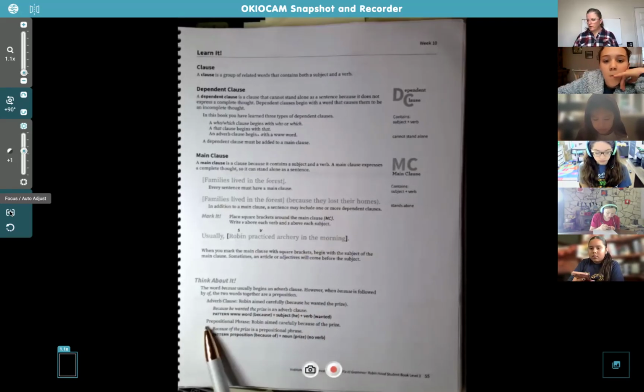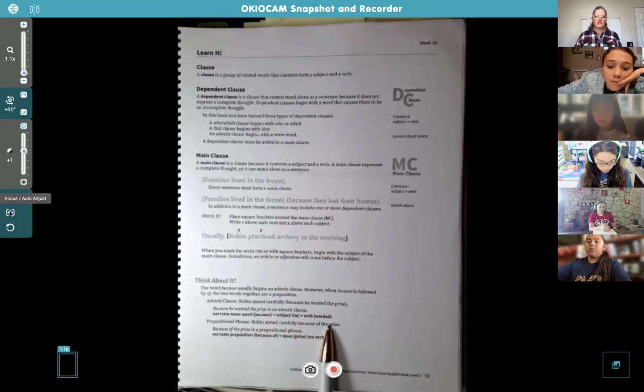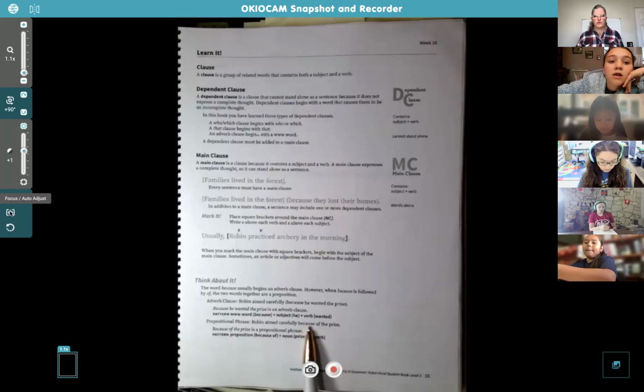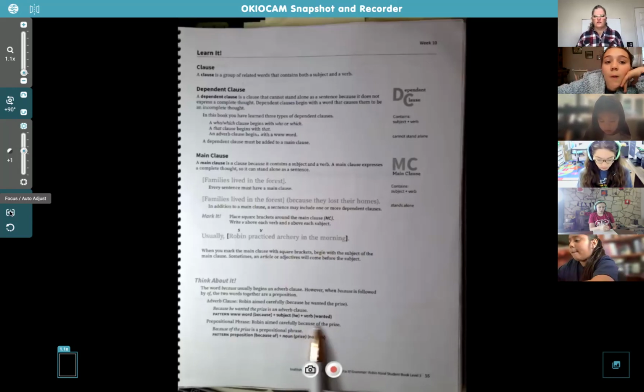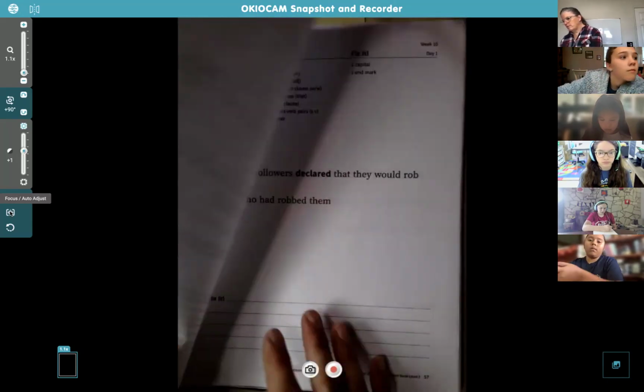Jump down here to this one. Prepositional phrase. "Robin aimed carefully because of the prize." Because of the prize does not have a verb in it. So it's a prepositional phrase. See that? Just that little tiny two-letter word changes the whole sentence. So when you're writing a because clause, don't put of next to it. That's what I want you to remember.